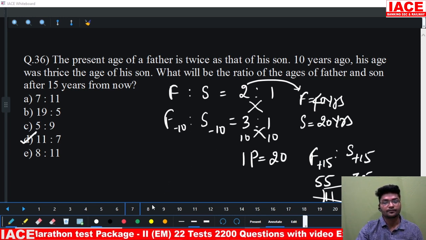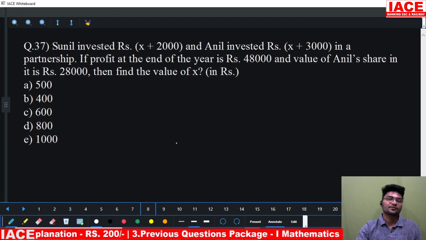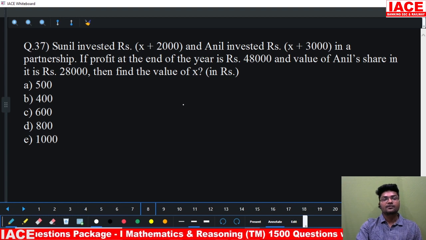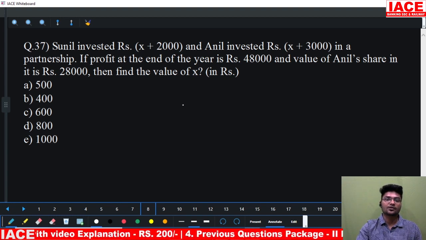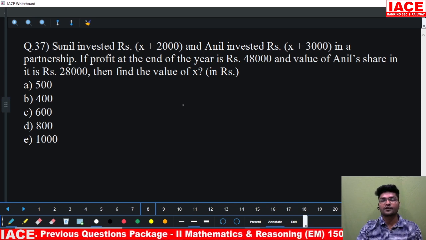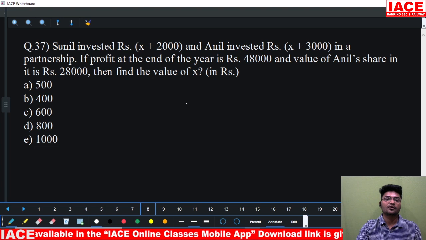Question number 37. Sunil invested X plus 2000 and Anil invested X plus 3000 in a partnership. If profit at the end of the year is 48,000 and value of Anil's share in it is 28,000, then find the value of X.